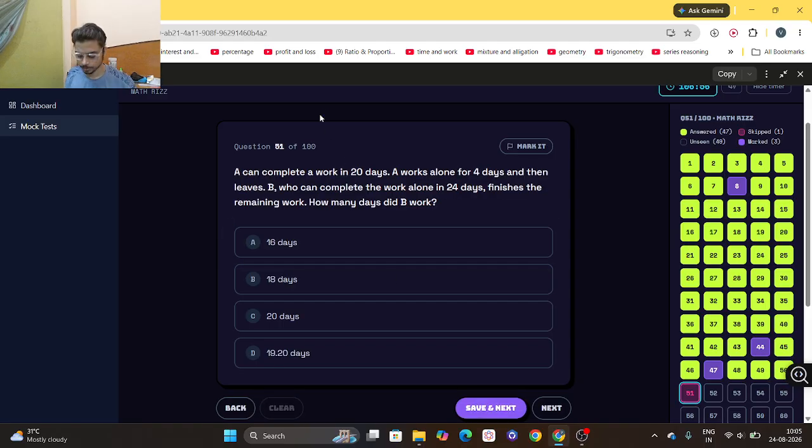A can complete a work in 20 days. A alone works for 4 days and then leaves. B, who can complete this work alone in 24 days, finishes the remaining work. How many days will B work? A can do a work in 20 days. B can do the work in 24 days. Total work 120 units. A in 1 day will do 6 units. B in 1 day will do 5 units.